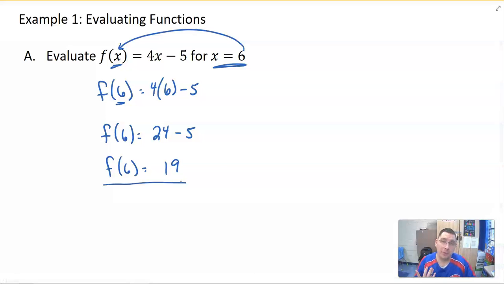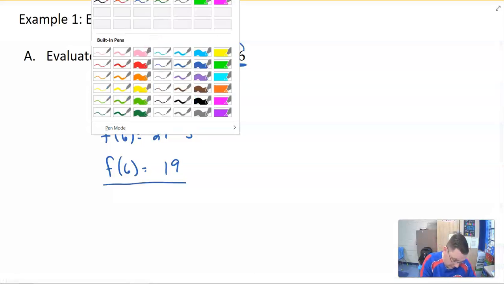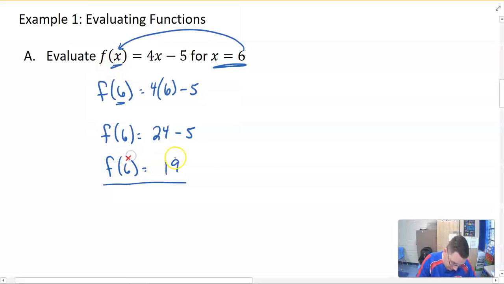Now, that relates back to an ordered pair. Remember that this is your x and this is your outcome, this is your y. And so this would represent the ordered pair (6, 19).